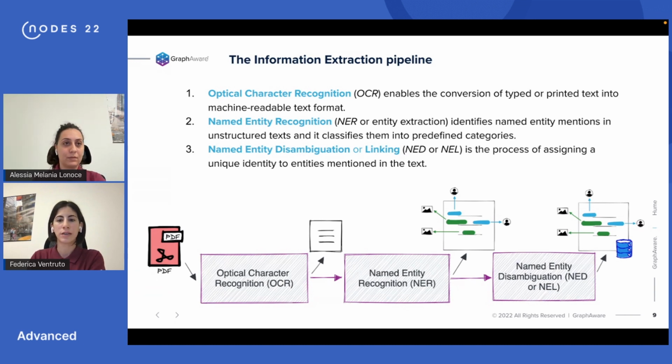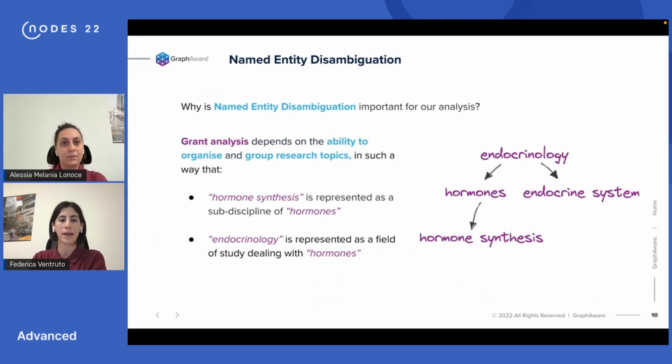But I just said that the third step is the most important for this purpose. But why is named entity disambiguation important for our analysis? Because disambiguation is strictly related to the grant analysis, because the grant analysis depends on the ability to organize and group research fields. And if we are able to find all the subfields or all the sub-disciplines of a field, if we are able to understand that hormones is an object of study of the endocrinology field, in this way we are able to perform a more accurate and a complete analysis.